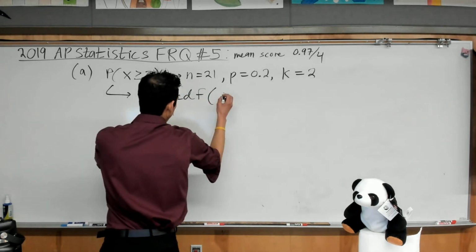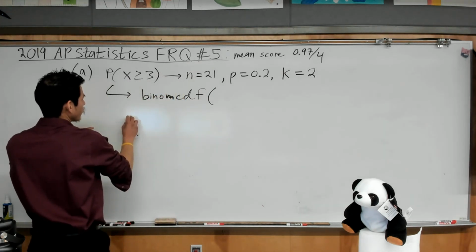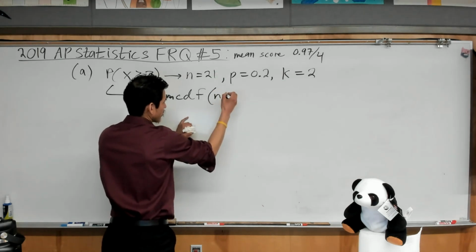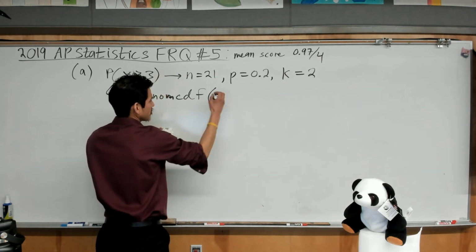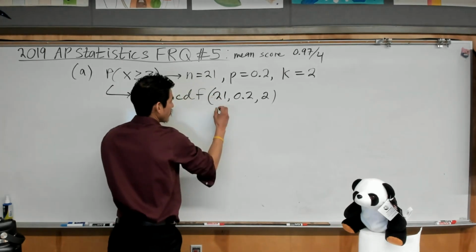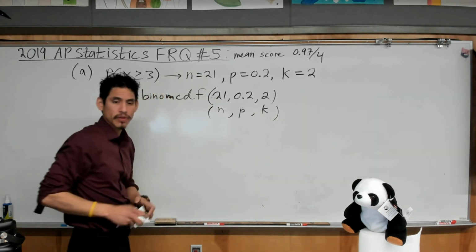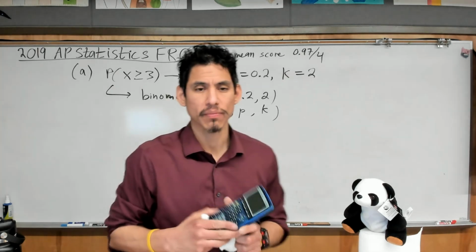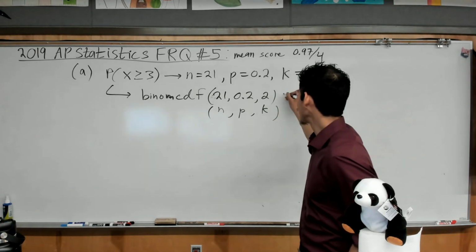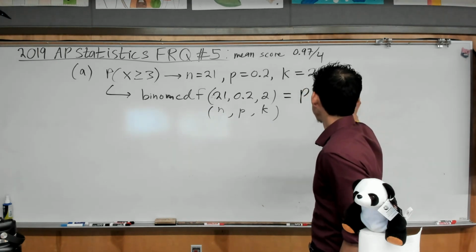So in other words, we can use our calculator to calculate binomial CDF. The syntax will be binomcdf, so we can do 21, comma 0.2, comma 2. Here I'm just writing the syntax right below. If you have the old school calculator like me, you have to memorize it. But if you have the newer ones, it spells it out with words, so it's pretty easy to follow. Now this gives you the probability that x is less than or equal to 2.